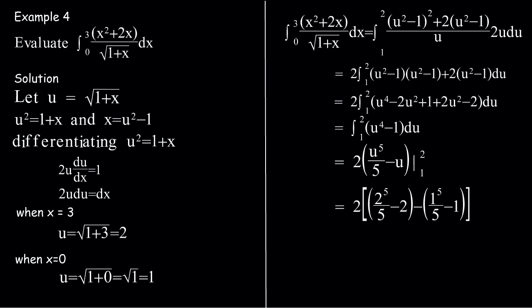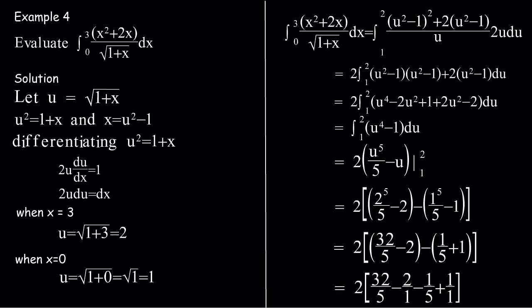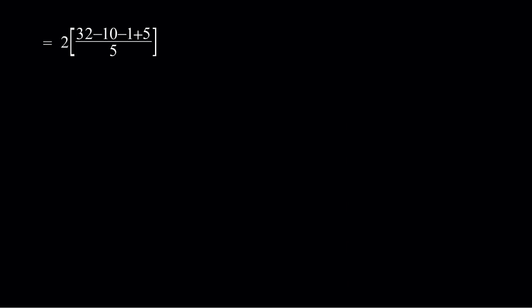Simplifying further, we are left with 2 in bracket 32 divided by 5 minus 2 in bracket minus 1 divided by 5 plus 1 also in bracket. And expanding our bracket, we are left with 2 in bracket 32 divided by 5 minus 2 divided by 1 minus 1 divided by 5 plus 1 divided by 1. Simplifying our bracket, we are left with 2 in bracket 32 minus 10 minus 1 plus 5 divided by 5, which simplifies to be equals to 2 in bracket 26 divided by 5, which will be equals to 10 whole number 2 over 5.